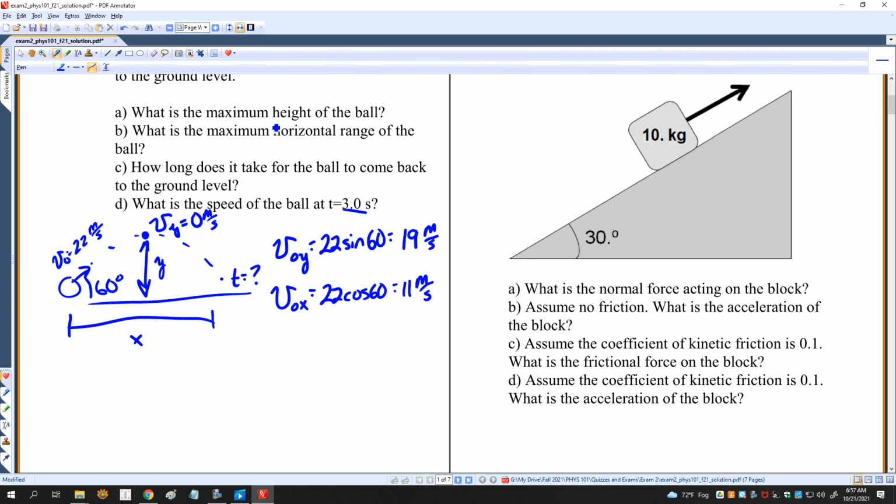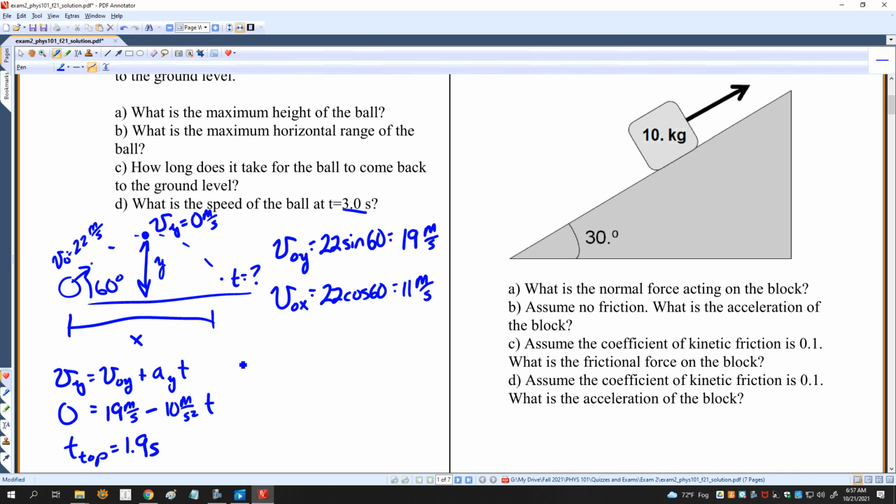Okay, so now I can figure out what is t at the top. To figure out that, I say that vy is equal to v naught y plus ayt. That is at 0, that's at the top of the trajectory, is equal to 19 meters per second minus 10 meters per second squared times t. So this is t at the top is equal to 1.9 seconds, solving that for 1.9 seconds.